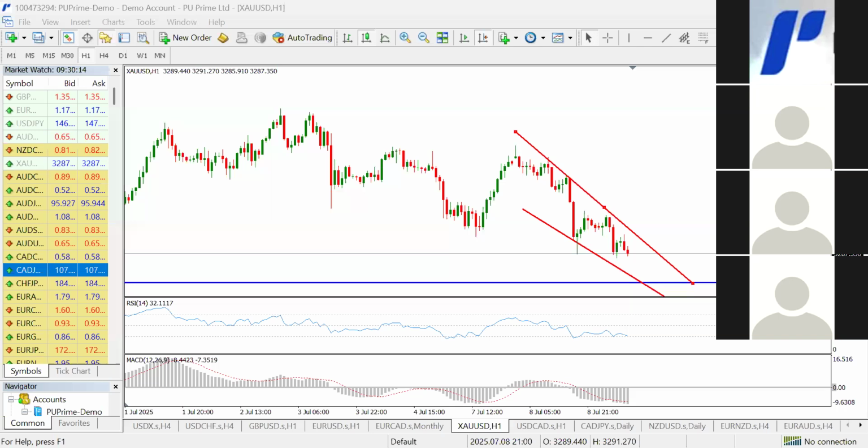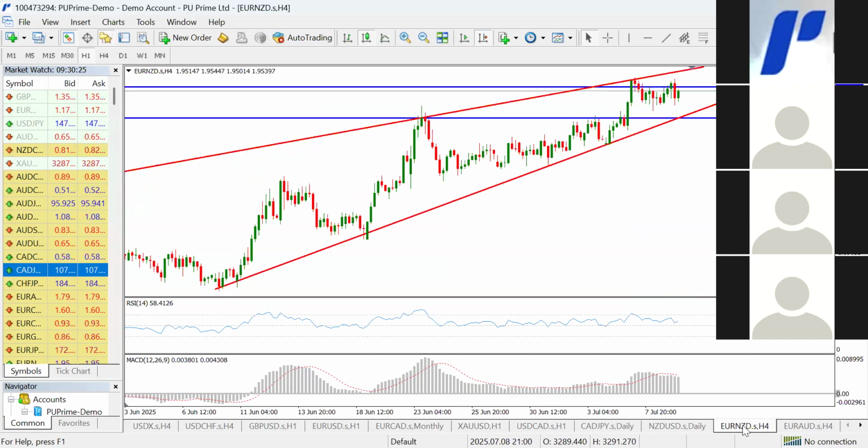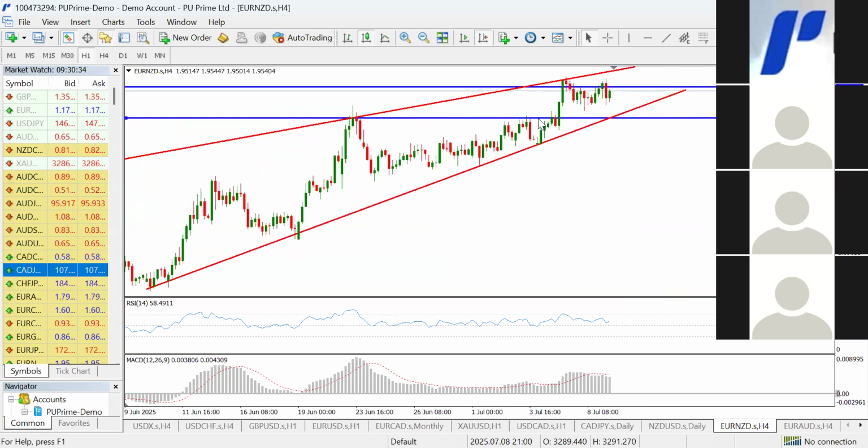I've shown us my view on GBP USD and gold, and the third one is the Euro New Zealand. This Euro New Zealand is a swing setup, so we're going to be looking at that on the higher time frames. This is Euro New Zealand on the 4 hour time frame. I'll start the analysis from the weekly time frame.